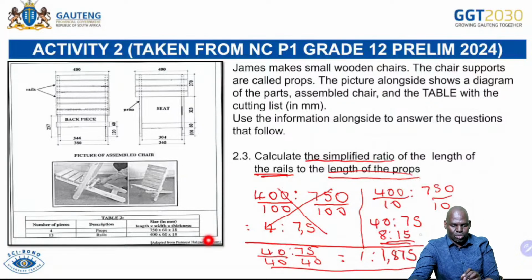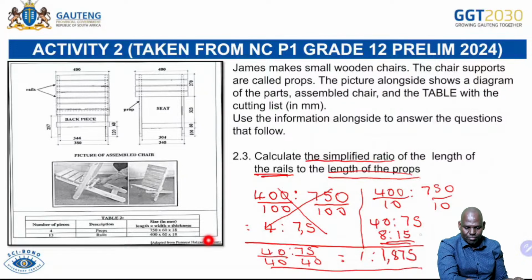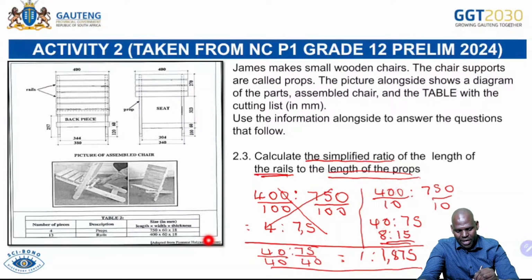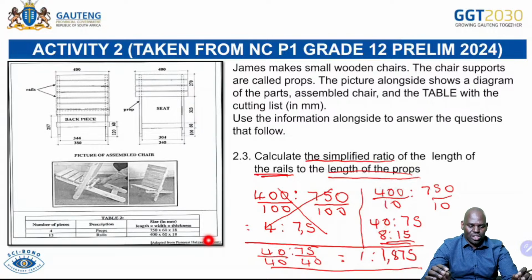So it's 8 is to 15. It means I could have divided 400 and 750 by 50 straight away. 400 divided by 50 gives me 8, and 750 divided by 50 gives me 15. So that is how we simplify the ratio.